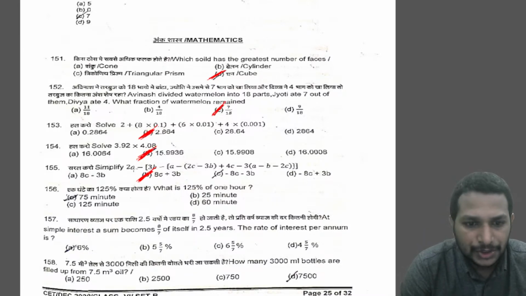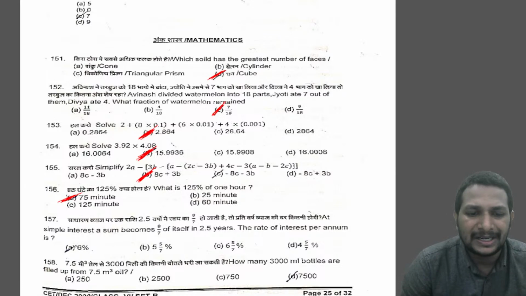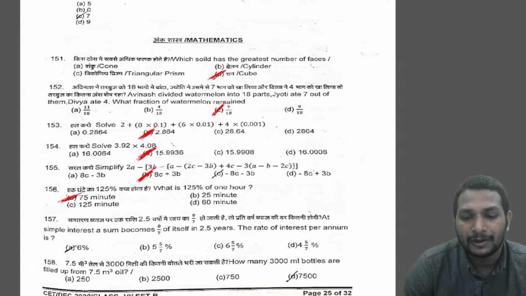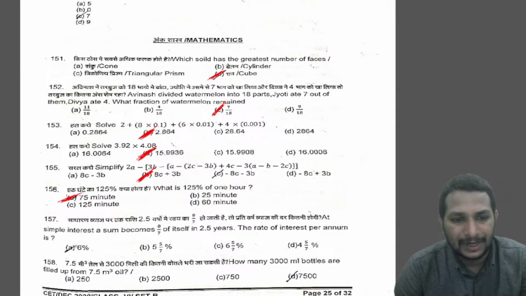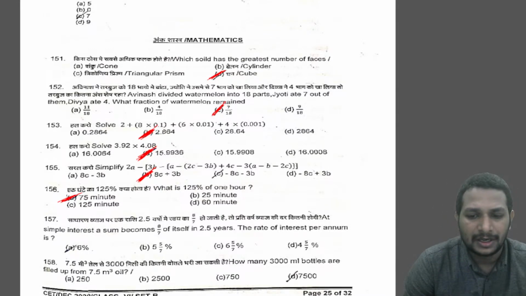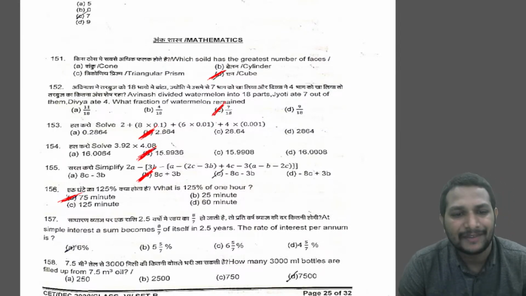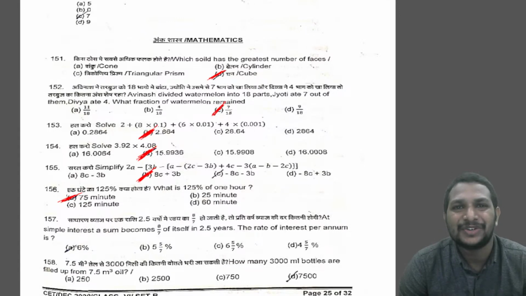Got the answer for as 70. Now, 157. At simple interest, a sum becomes 8 by 7 of itself in 2.5 years. They're asking to find the rate of interest.